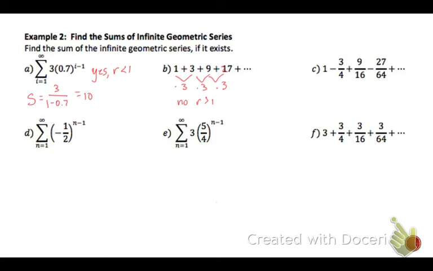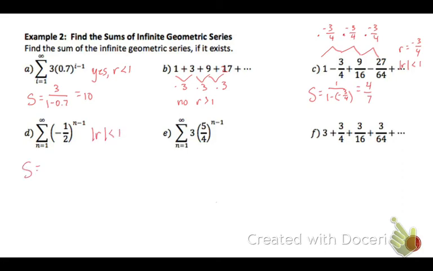Now with C, let's figure out the multiplier. 1 to 3/4, to negative 3/4, we can get that by multiplying by negative 3/4, and then the 9/16 by multiplying by another negative 3/4, and then another negative 3/4. So this series does have a sum because the absolute value of our rate is less than 1. The first term is 1 over 1 minus negative 3/4, and simplified, that is 4/7.